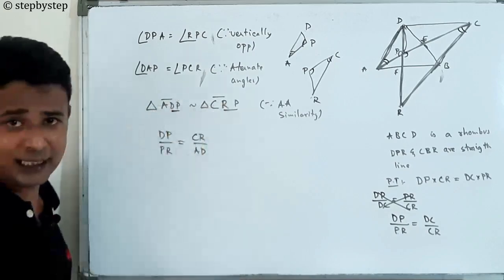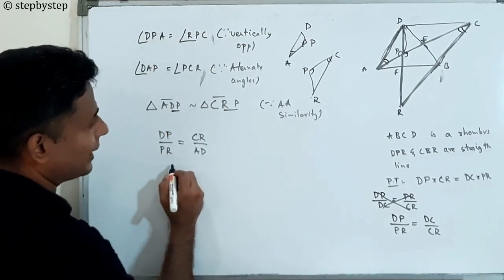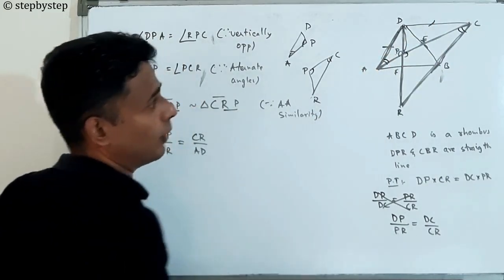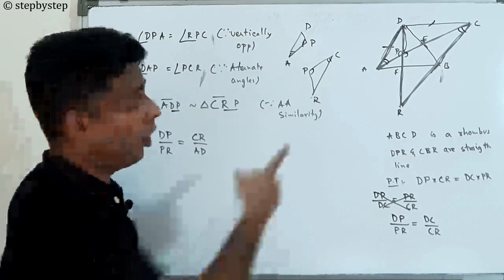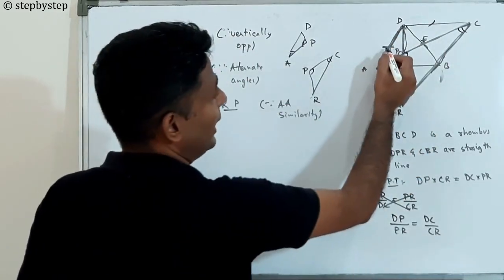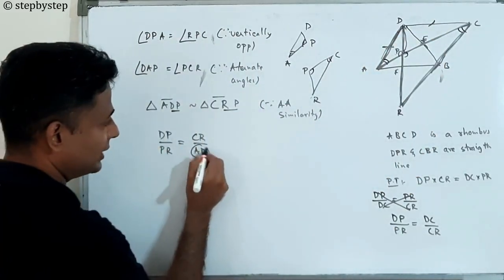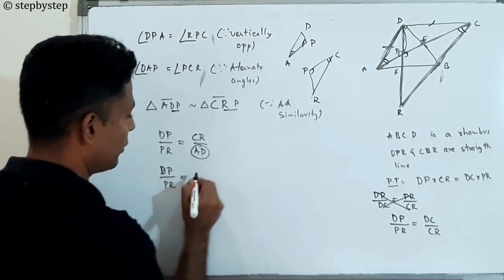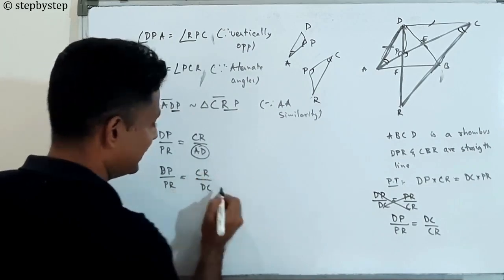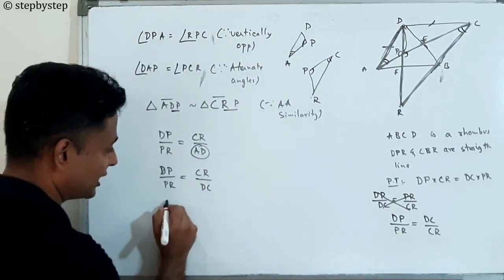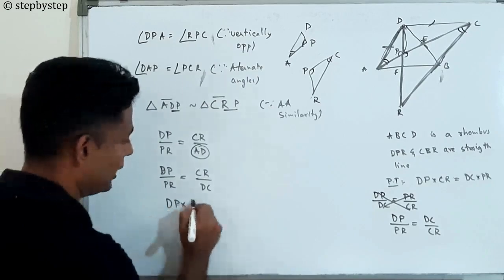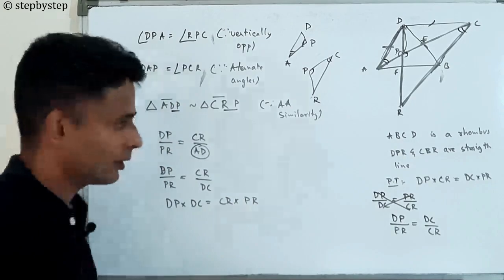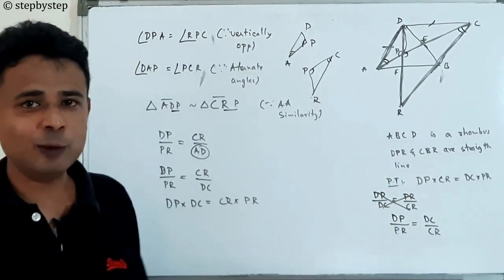Ratio of corresponding sides are equal. Now what I can do is, instead of AD, I can write it as DC. Why? It's a rhombus. What is a rhombus? All sides are equal. So AD is equal to DC. So therefore, instead of AD, I can write DC. So I get DP by PR equal to CR by DC. Done. Now I just have to transpose. So I get DP into DC equal to CR into PR. So hence proved. A tricky question, I know.